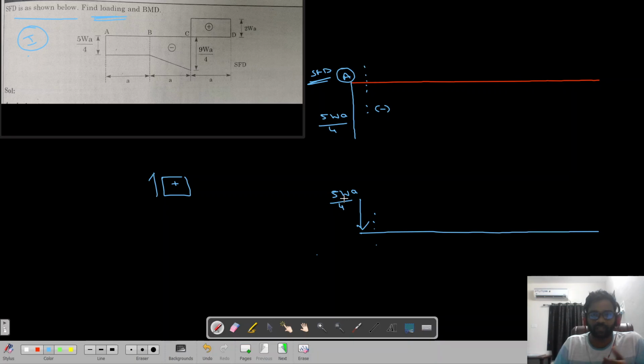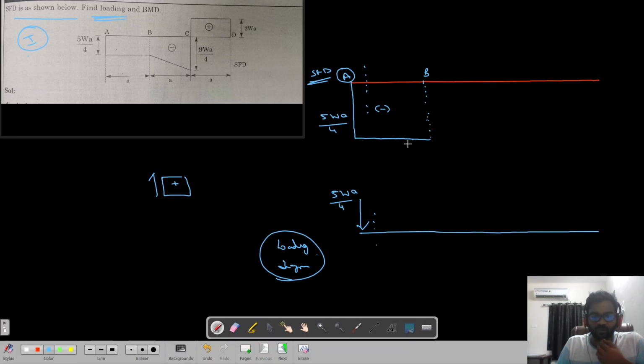This is the loading diagram. This is the shear force diagram, and we are making the loading diagram here. After that, from A to B, there is no variation in shear force. It will be like a straight line. So a straight line means the shear force diagram is a 0 degree curve. From point A to B, there is no change in shear force.